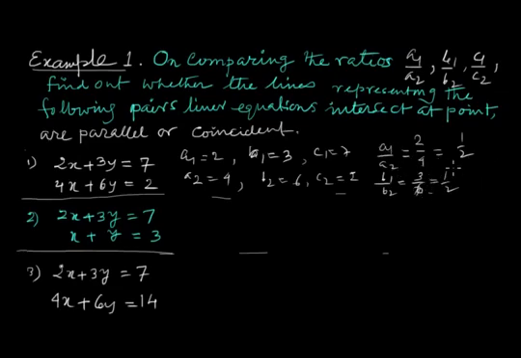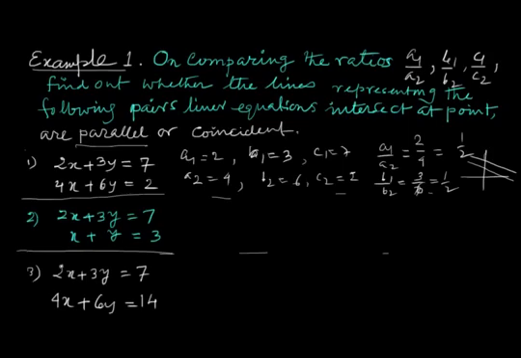So you are getting A1 by A2 is equal to B1 by B2 and not equal to C1 by C2. So in this case the system is inconsistent. We'll get the lines parallel. So if you draw the lines, we'll get two parallel lines and the system is inconsistent.